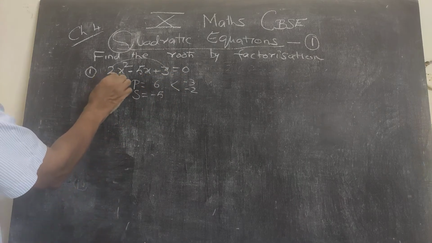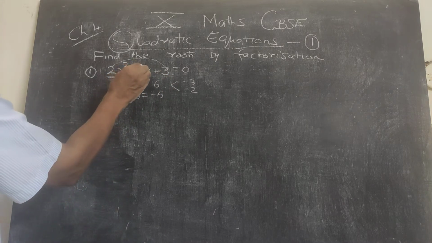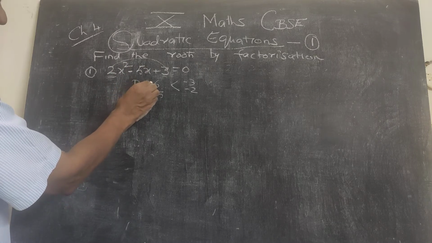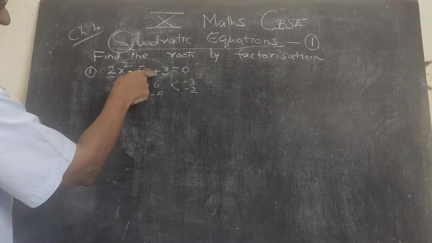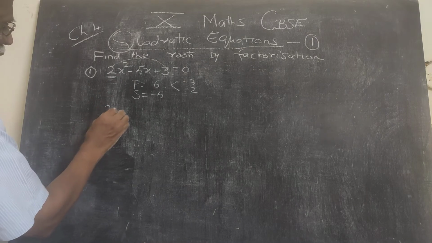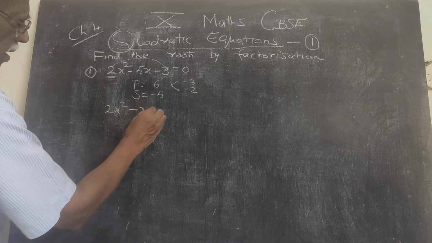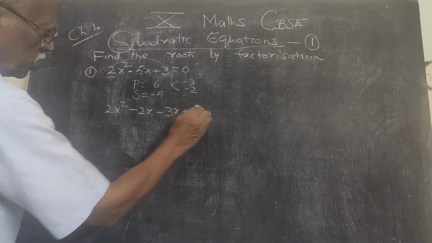So multiply the coefficient of x square and the constant term, that is the product. And the coefficient of x is minus 5. You must get two numbers which on multiplication give you 6. And since it is a plus, the sum of the two numbers must be minus 5. That is the rule. So rewrite this: 2x square minus 2x minus 3x plus 3 equal to 0.